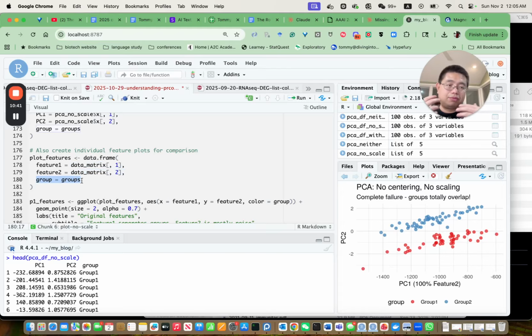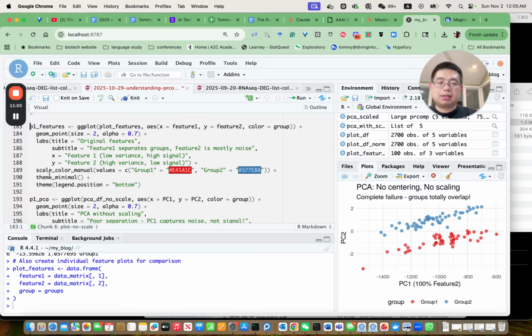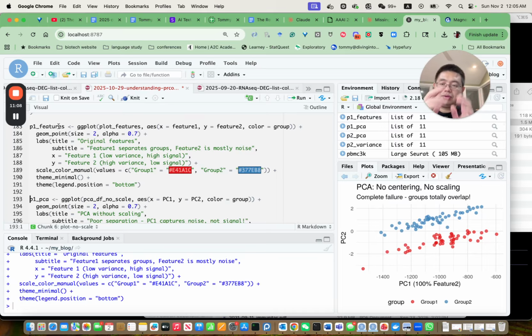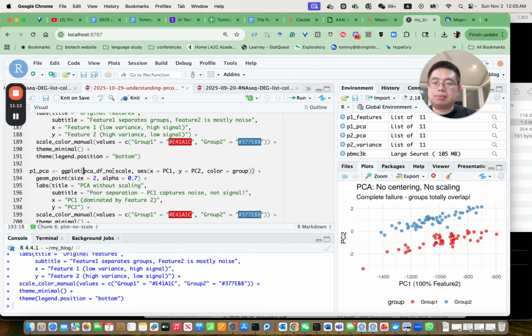Because we only have 2 features here, you can visualize it in this 2D scatter plot, feature 1, feature 2. And you really don't need dimension reduction, but this is just a dummy example to demonstrate the effect of centering and scaling. Okay, let's do that. Now we can plot these 2 plots side by side. This is just the scatter plot, feature 1, feature 2, and second is the principal component plot for PC1 and PC2, but with centering but no scaling.